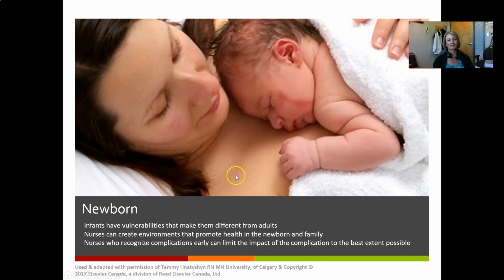And just a cute little picture here to start off. I mean, this is adorable, right? I mean, how can you not just fall in love with that? Mom and babe, skin to skin.